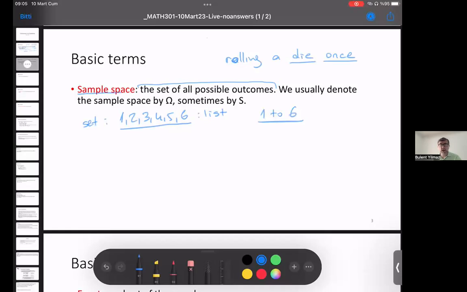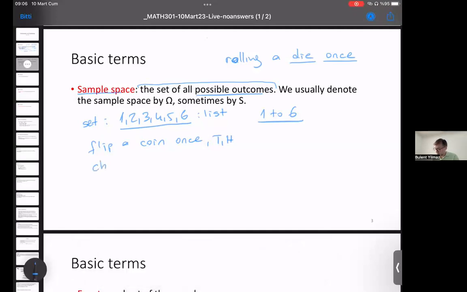Sample space. For example, what is the sample space when I flip a coin once? What is the possible outcome? The possible outcomes are heads and tails, right? T and H. What if I choose one person among you, and I would like to see whether that chosen person is a male or female? What are the possible outcomes?